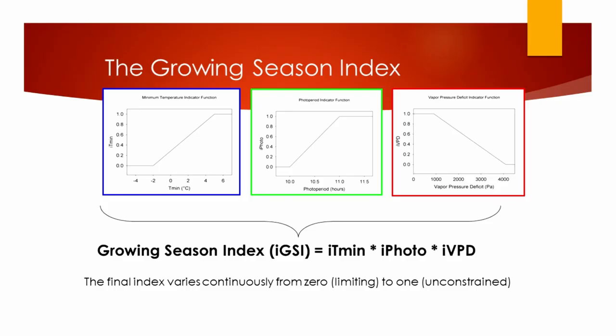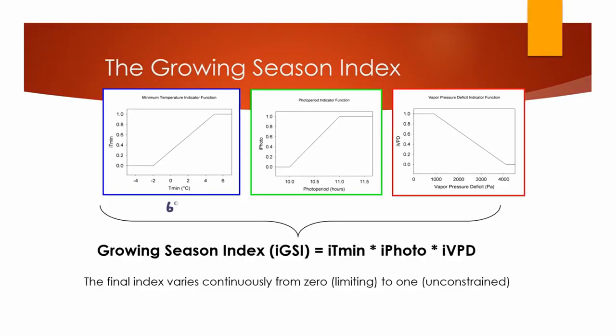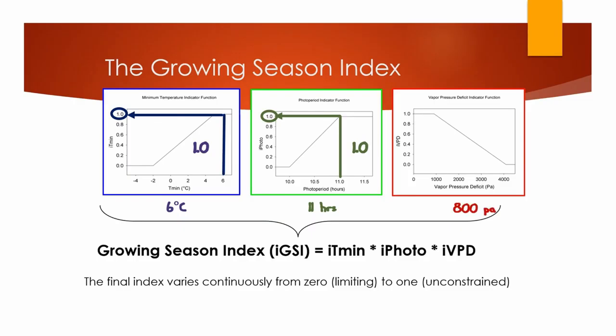So in this case, if the minimum temperature was 6, we go up here and we say that indicator function for now is 1.0, and the photoperiod was still 11, and the indicator value was 1.0, and the vapor pressure deficit was 800, which makes the indicator value 1.0. And if we multiply 1 times 1 times 1, we get a GSI of 1.